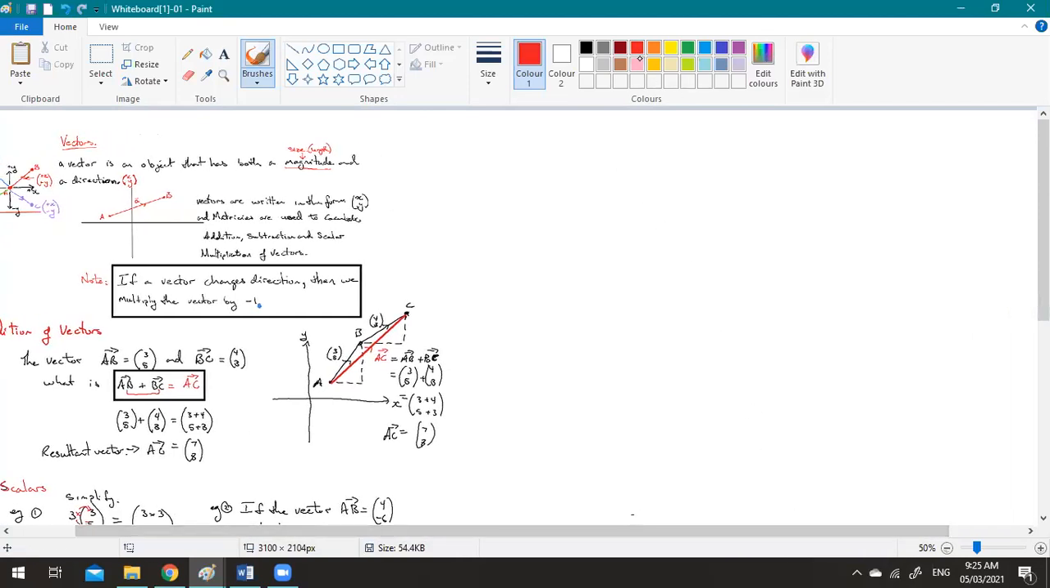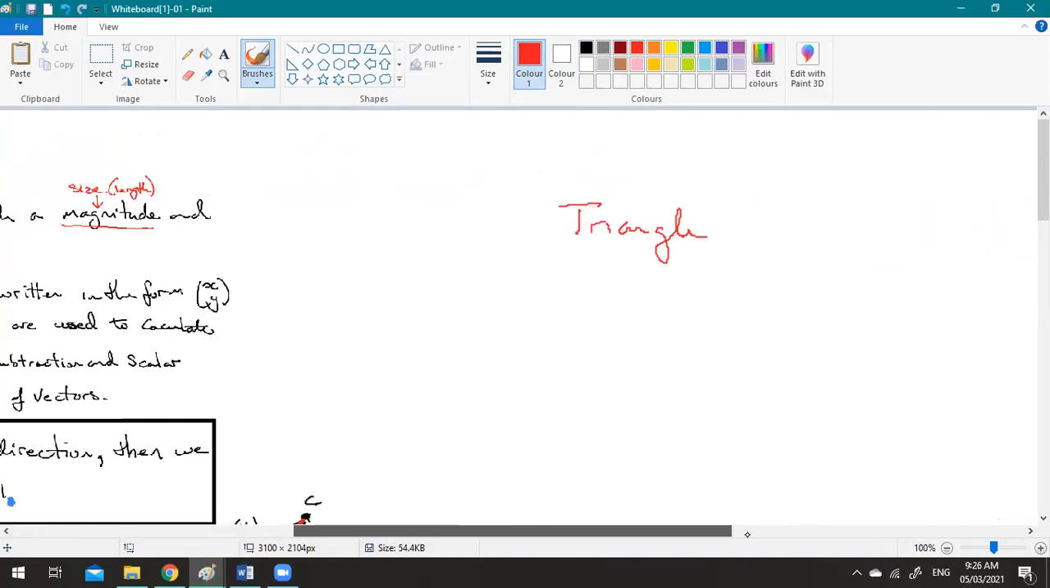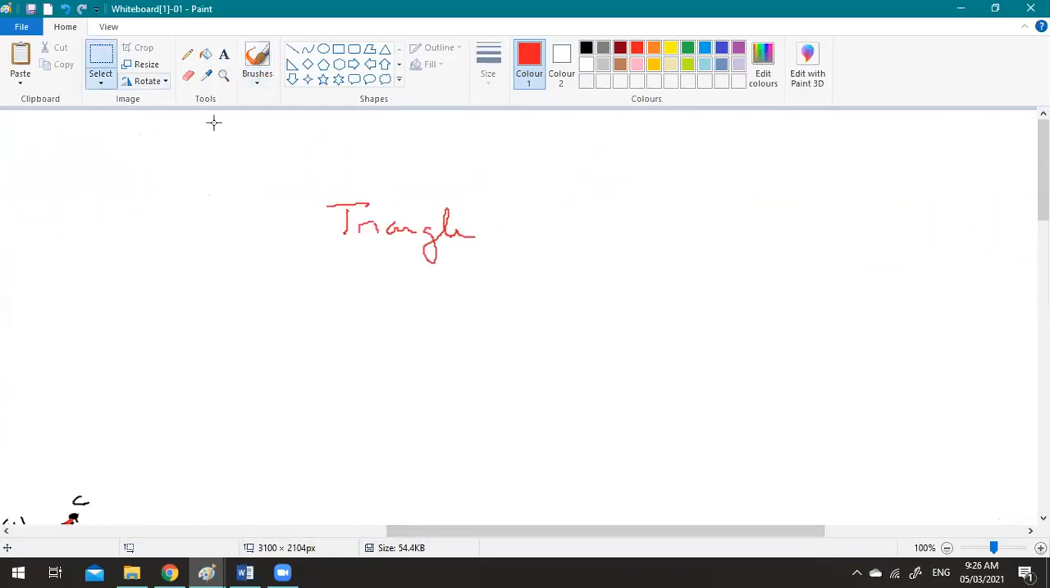Right. So the triangle law for vectors, and this is from the notes that we did before, just in case those are probably coming late.